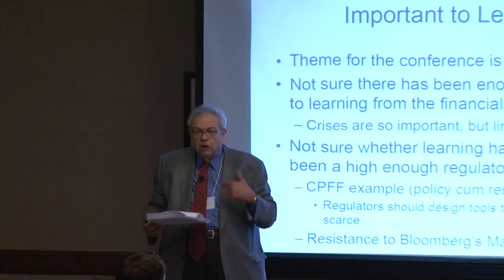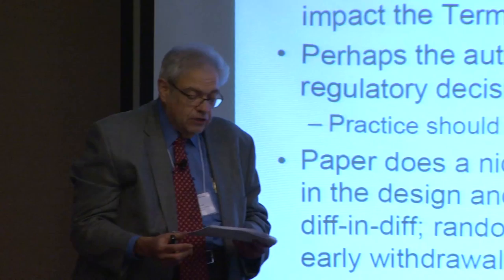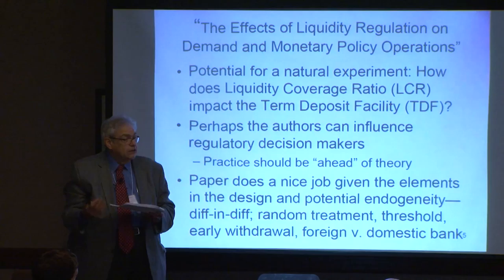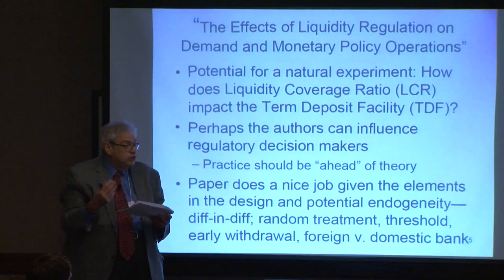What we can learn is a broader benefit to society. So, to pursue this theme in the context of the first paper just slightly more, what would be the potential for a natural experiment? Well, in the context of the liquidity coverage ratio and the term deposit facility, it seems to me there would have been more potential for randomization. Randomization of eligibility, as the authors point out, randomization of pricing.